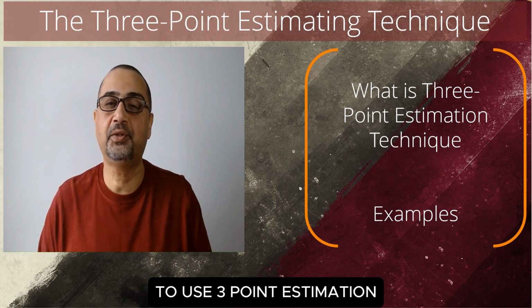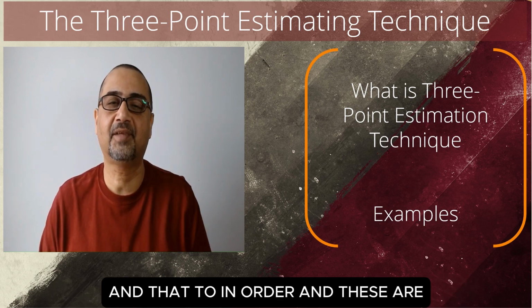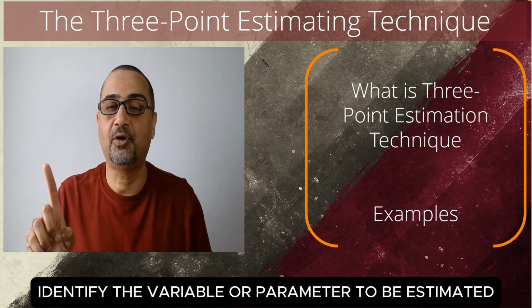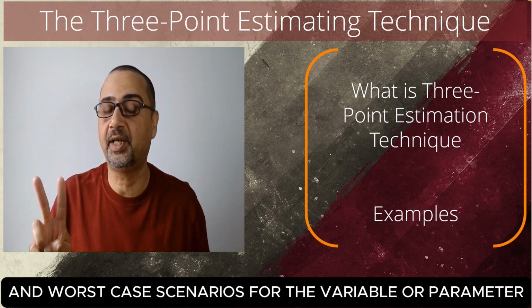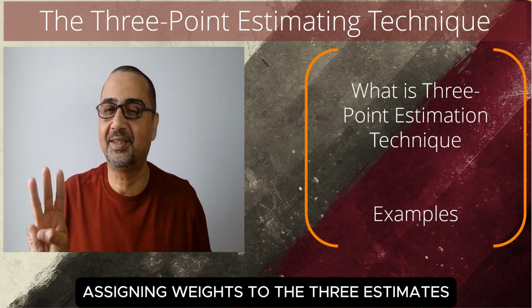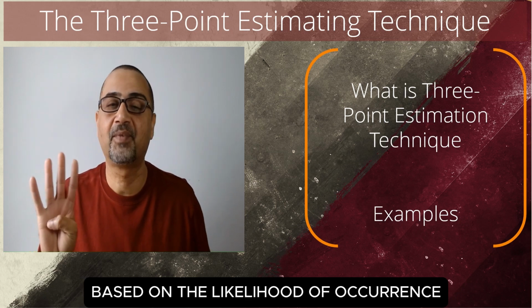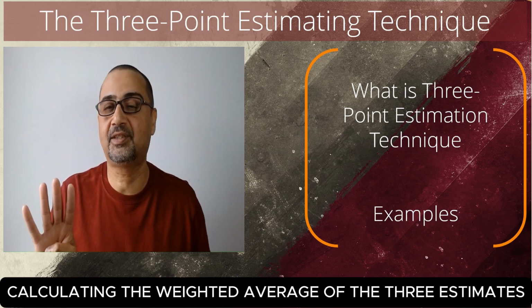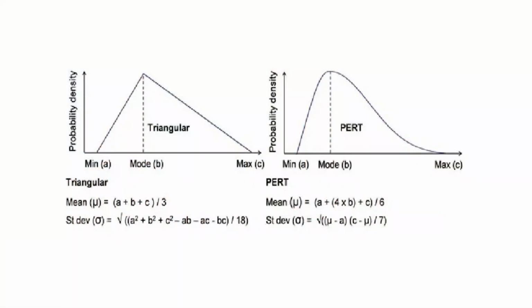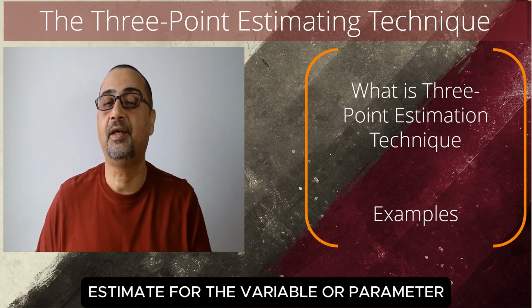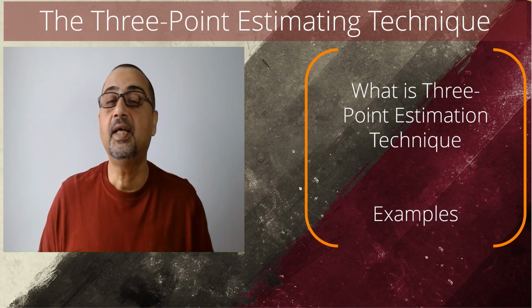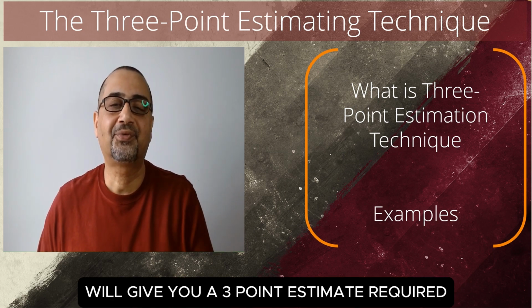To use three-point estimation, you will have to perform some inherent steps, and that too in order. And these are: identify the variable or parameter to be estimated, determine the best case, most likely, and worst case scenarios for the variable or parameter, assign weights to the three estimates based on their likelihood of occurrence, calculate the weighted average of the three estimates using the formula in front of you, which is (best case + 4 × most likely + worst case) divided by 6, and finally use the weighted average to determine the final estimate for the variable or parameter. These 5 steps, if implemented, will give you the three-point estimate required.